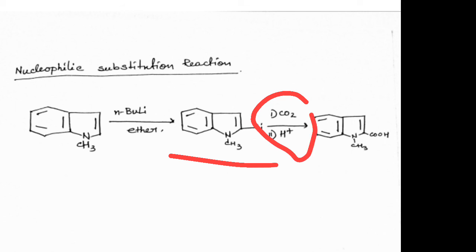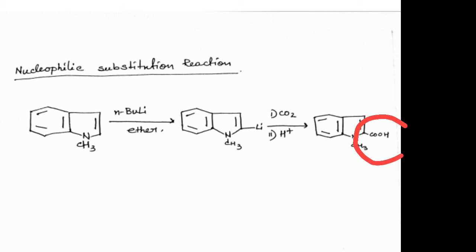Whenever this lithium-substituted compound finally reacts with CO2 and H+ in acidic condition, it produces the carboxylic substituent, which means the 2 position of the indole ring is substituted with the COOH group.